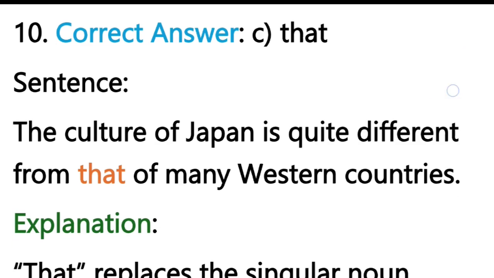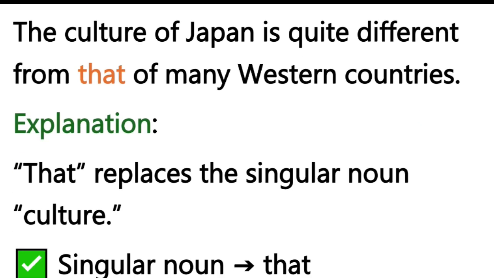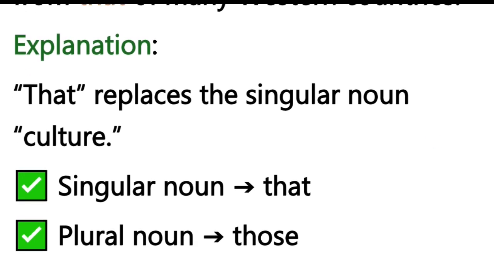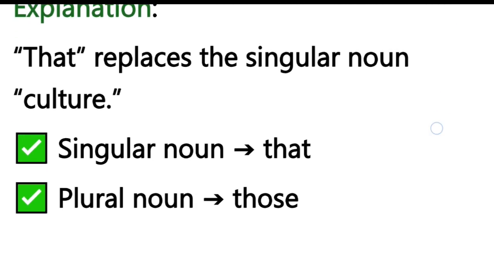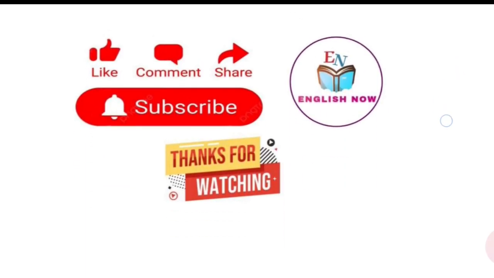And the last question of today's video is the culture of Japan is quite different from dash of many Western countries. Answer will be the culture of Japan is quite different from that of many Western countries. We have used that because this is talking about the noun culture, and that replaces the singular noun culture over here. For a singular noun we have used that because it's only talking about the culture. If it was plural we would use those in that case.